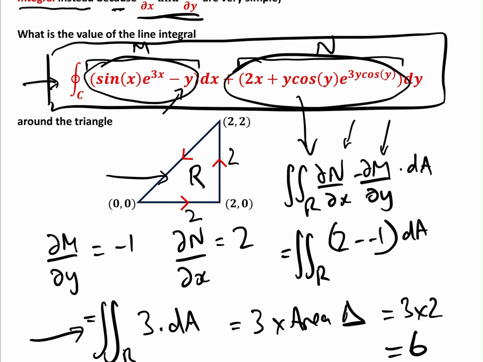So whenever you see a complicated line integral and you think, oh my god, how am I going to ever work that one out, the first thing you should do is differentiate this bit partially with respect to x and differentiate this bit partially with respect to y, and hope that they come out as something very simple indeed, which you can then use Green's theorem to solve. So that's number 2. That's the second type of question.